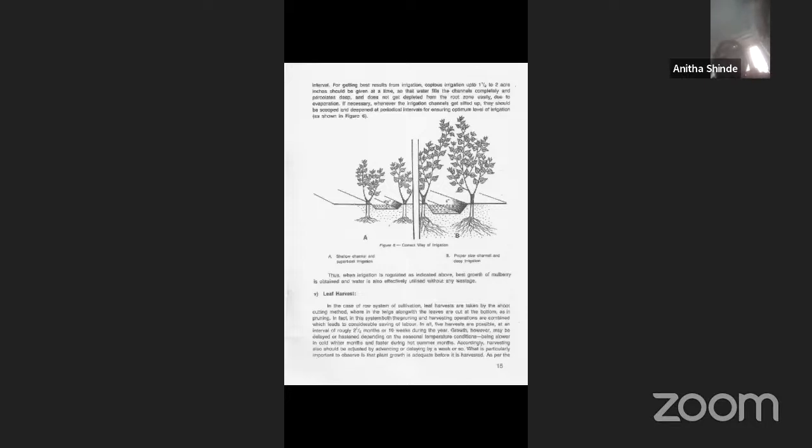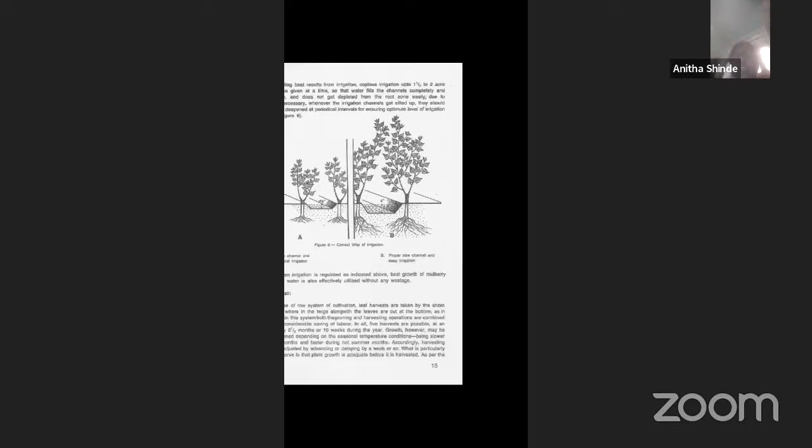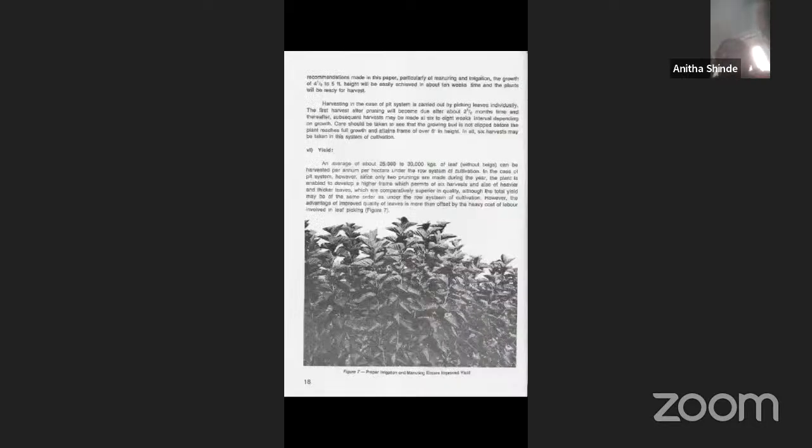Then leaf harvest. In case of row system, leaf harvest is taken by the shoot method, wherein the twigs along with the leaves are cut, as in the pruning. Next is harvesting in case of the pit system, which is carried out by picking leaves individually. So the first harvest after pruning will become due.